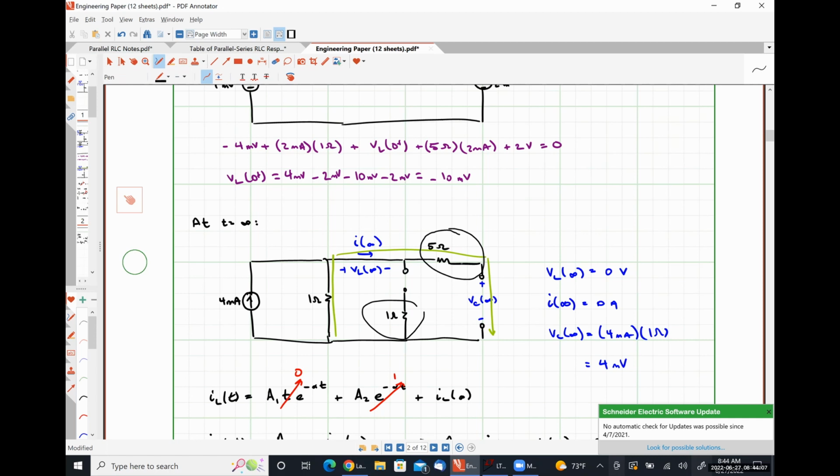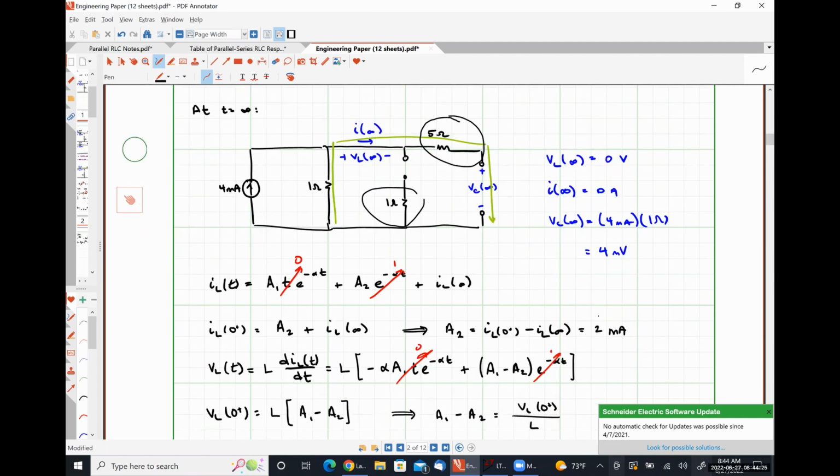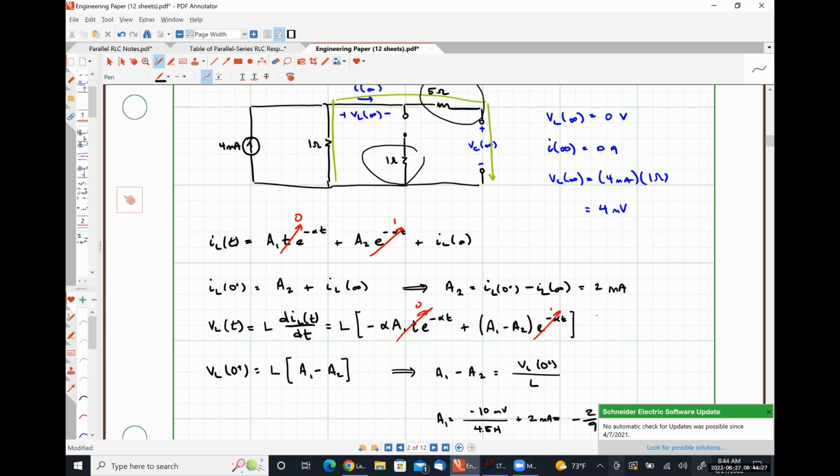From that, I at infinity has to be 0. Since the voltage drop over the 5 ohm resistor is 0, when we do KVL around this loop, the voltage drop across the capacitor of 4 millivolts should simply be the voltage drop over the 1 ohm resistor. 4 milliamps times 1 ohm looks like 4 millivolts. All right, so all of our circuit analysis seems okay.